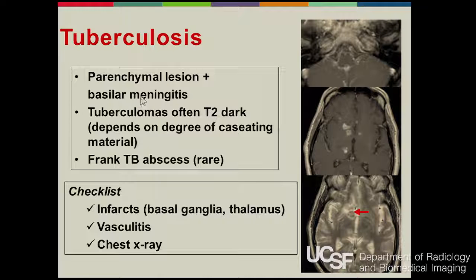And when you see it in the setting of a basilar meningitis, always think about TB. Also, in your imaging checklist, think about complications. Infarcts, as we discussed with basilar meningitis, secondary vasculitis. Take a look at their chest x-ray.